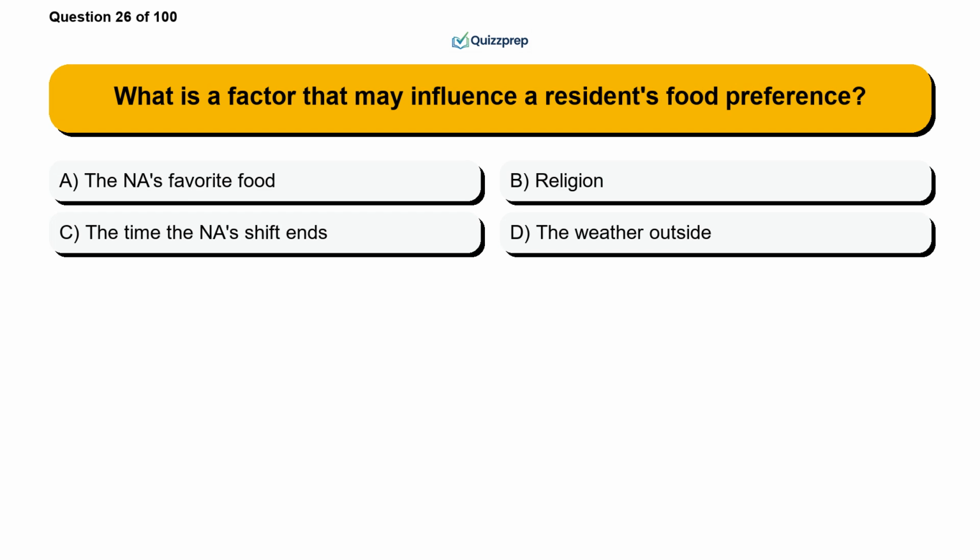Question 26. What is a factor that may influence a resident's food preference? Option A. The NA's favorite food. Option B. Religion. Option C. The time the NA's shift ends. Option D. The weather outside. The correct answer is option B.